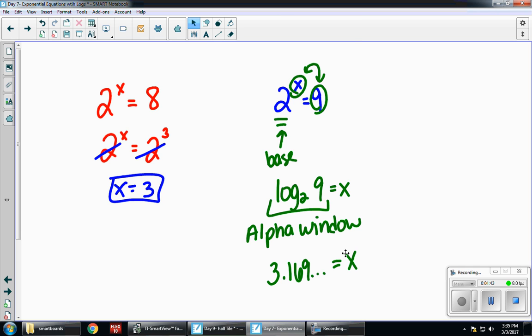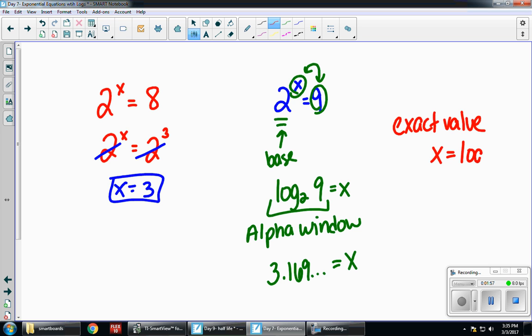So I want to talk about this answer two ways. If it says exact value, that means you can't round. So we would leave it in terms of logs. So it would say x equals log base 2 of 9. Otherwise, they would have to give you rounding instructions. So let's say nearest tenth. That means I can go to this step here and round appropriately.